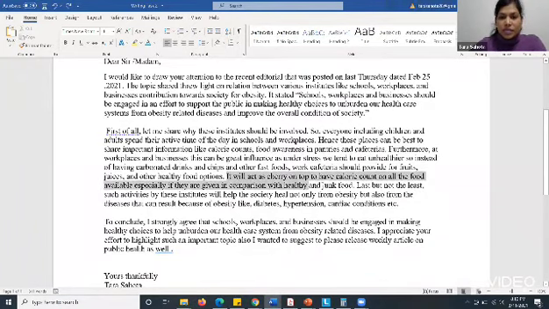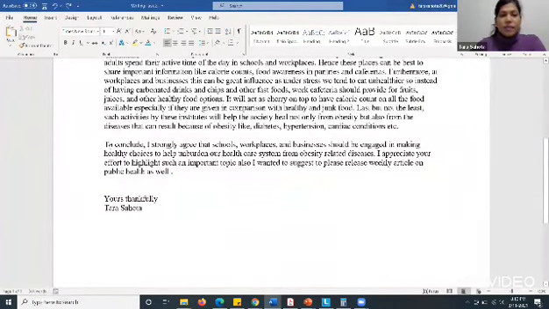And it will act as a cherry on top to have calorie count on all the foods available, especially if they're given in comparison with healthy and junk food. Last but not the least, such activities by these institutes will help the society to heal not only from obesity, but also from diseases that can result from obesity, like diabetes, hypertension, and cardiac conditions. And then at the end, of course, it's the conclusion, your last paragraph.